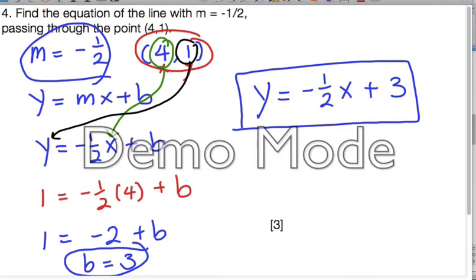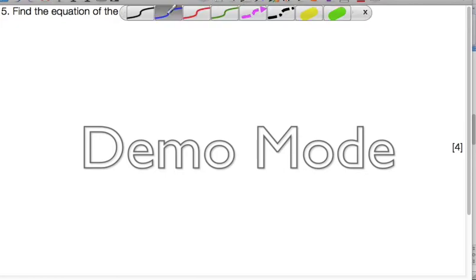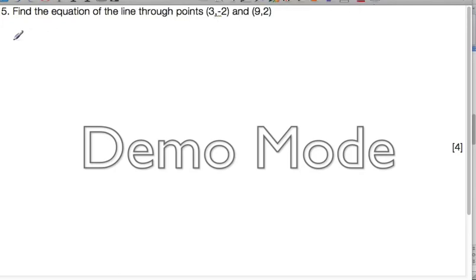And the last question for today, number 5, find the equation of the line through points 3, negative 2 and 9, 2. The very first thing you have to do is find the slope. Okay, so what is slope?